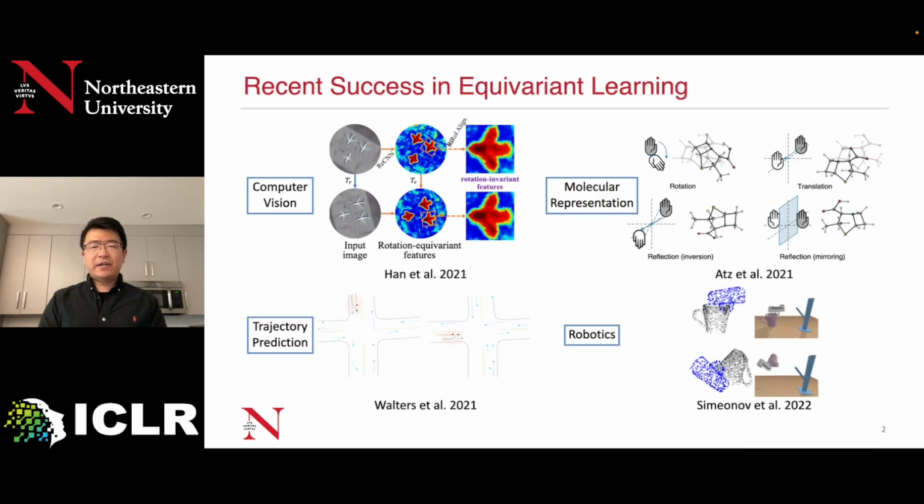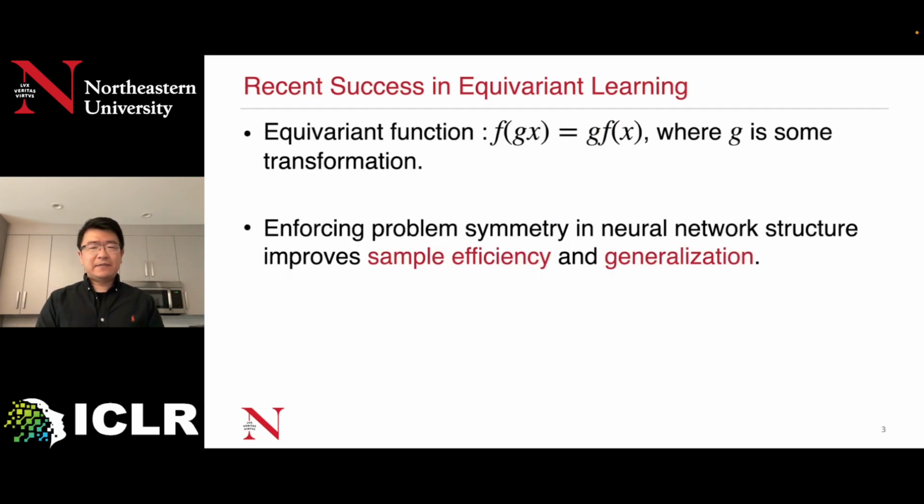Recently, there have been a lot of success in using equivariant models in the machine learning community. Equivariant models have shown to be very effective in many domains, like computer vision, molecular representation, trajectory prediction, robotics, and so on. Equivariance can represent the symmetry in a function. In an equivariant function, when the input is transformed by some transformation g, the output will be transformed accordingly.